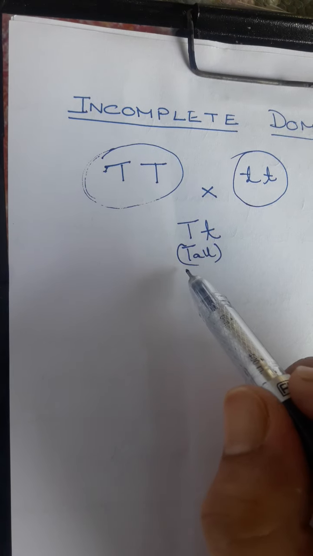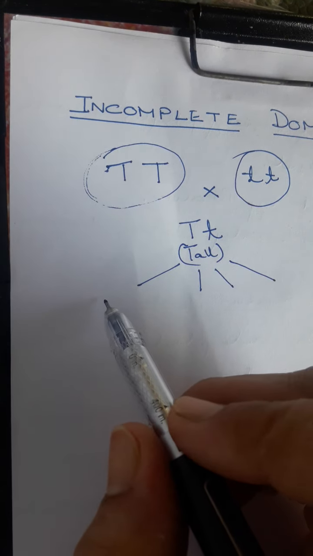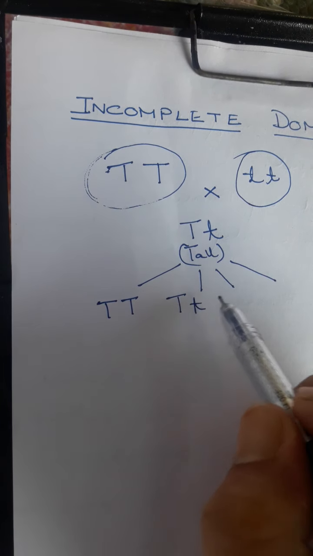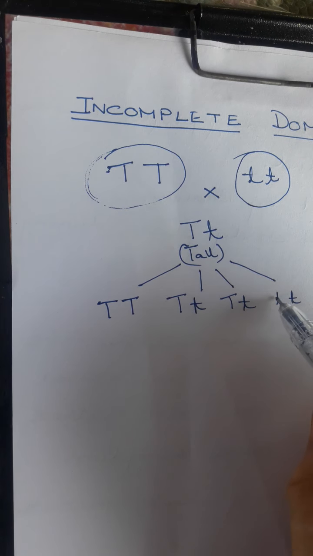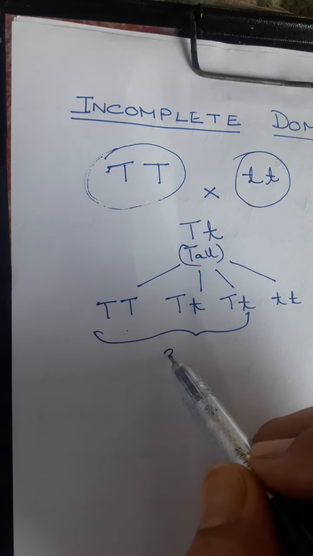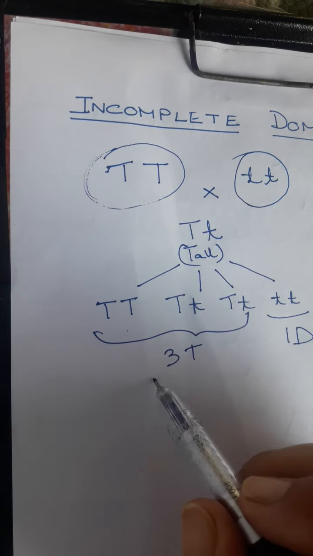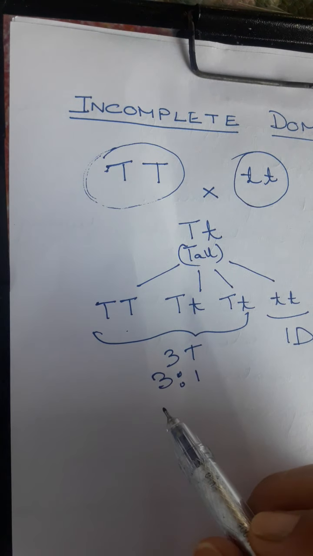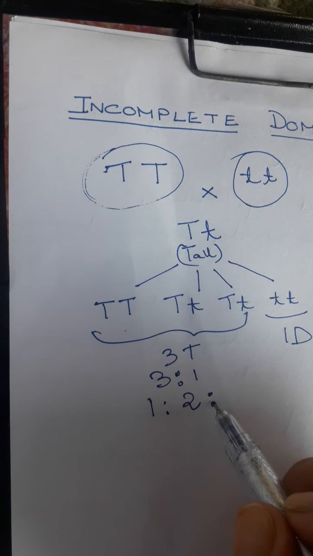Now if we self-pollinate it, then in the F2 generation we will get capital T capital T, capital T small t, capital T small t, and small t small t. Of these 4 individuals, 3 are tall and 1 is dwarf. That means we get a 3:1 ratio. Mendel's phenotypic ratio is 3:1 and the genotypic ratio is 1:2:1.